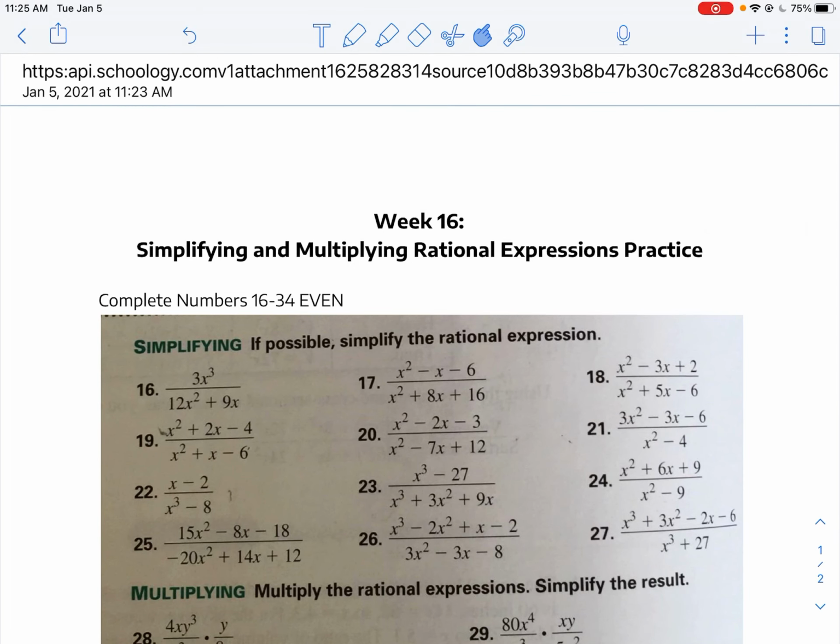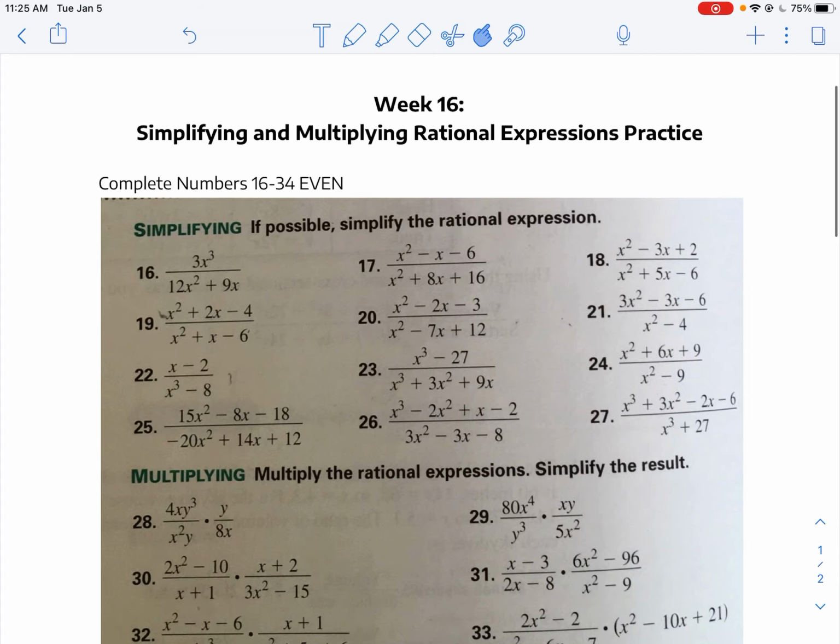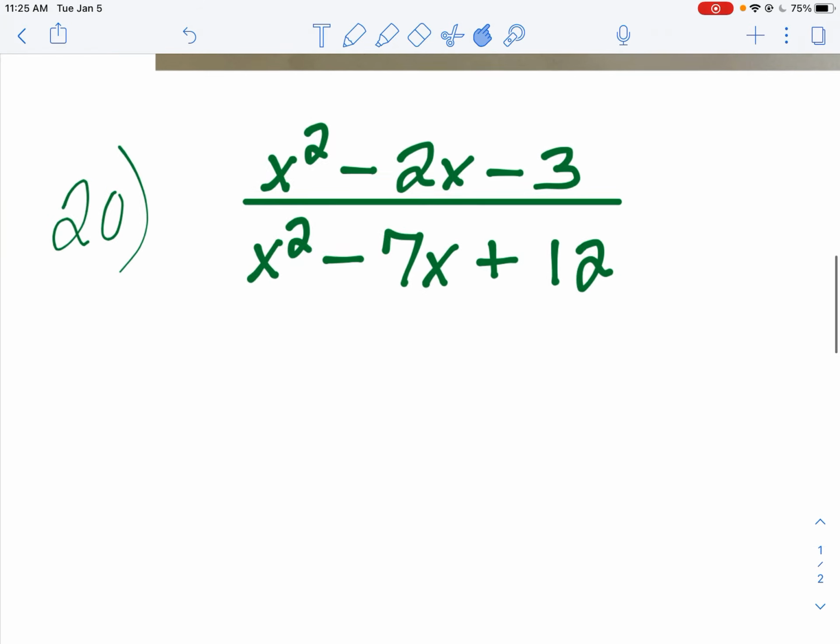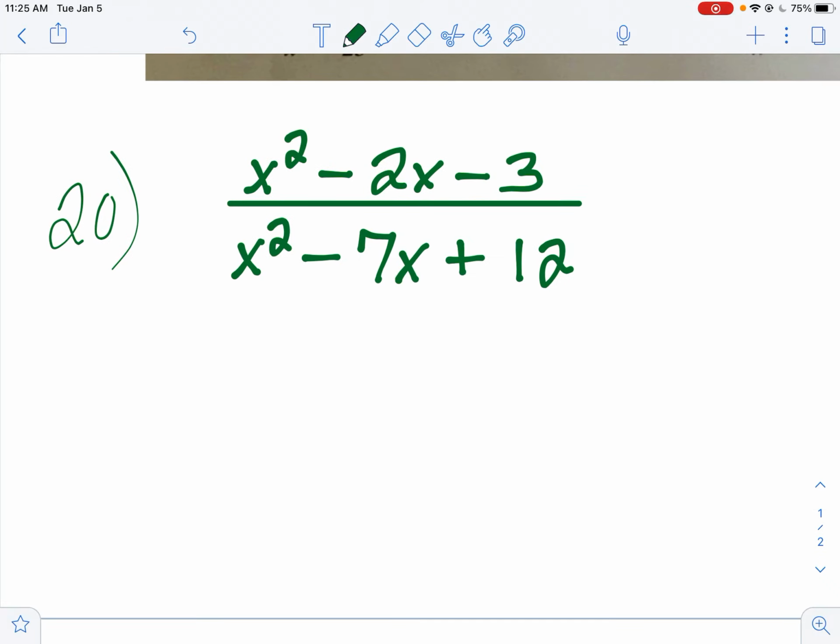Okay, we're going to go through an example of simplifying and multiplying rational expressions. Now, the good news is if you've already factored polynomials, then you're really only taking one step further with this. So I'm going to go down. You'll notice I have some examples here. I'm going to do number 20. So if you have this for homework, you're more welcome to do this example right along with me.